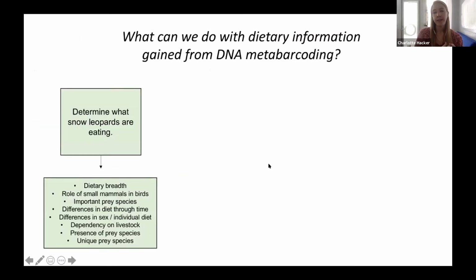And so what can we do with dietary information? So now we have this big table with all of this information. What can we do with it? And the most obvious is to determine what snow leopards are eating. That may sound really obvious, but here are some really cool things that come out of that, right?